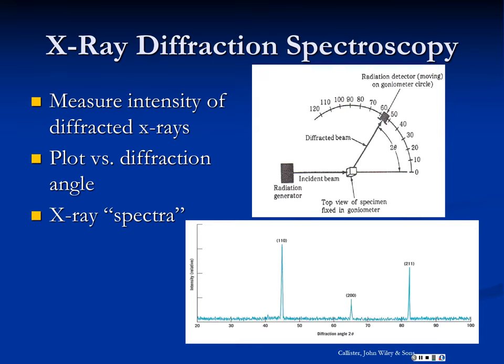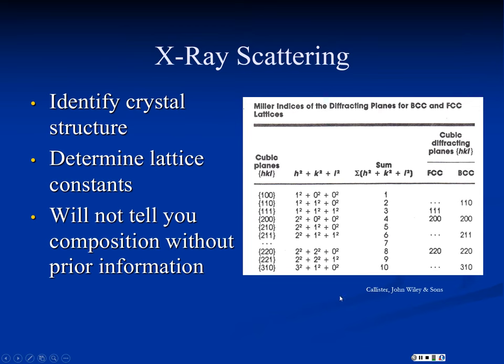Now, it turns out this is a fingerprint. This is very useful if we want to know certain bits of structural information. And if you remember our in-class work, these are Miller indices. They refer to planes within the crystal. So what can we get from X-ray diffraction or X-ray scattering? It's usually called XRD, or X-ray diffraction experiments.